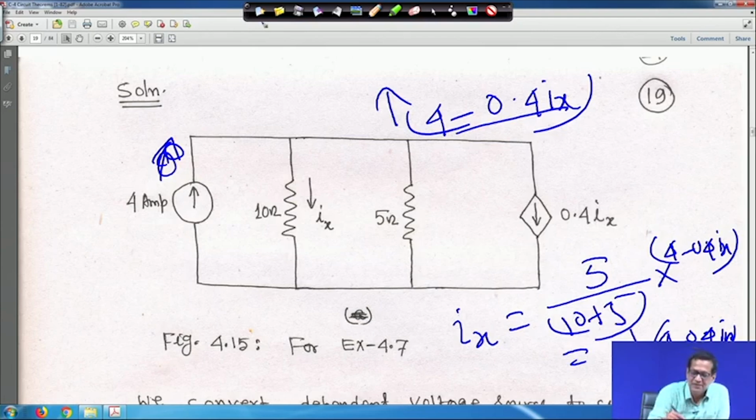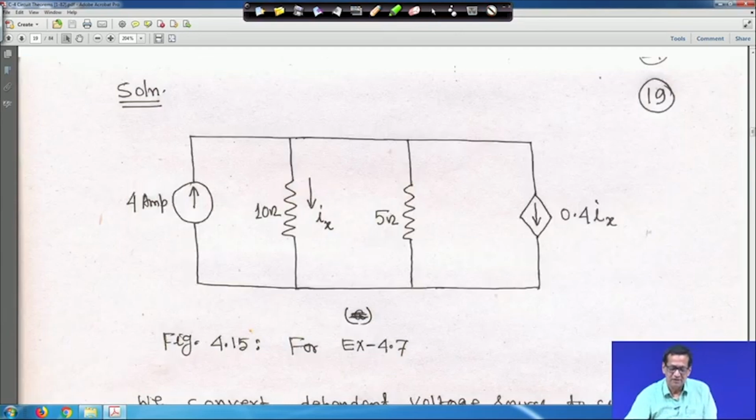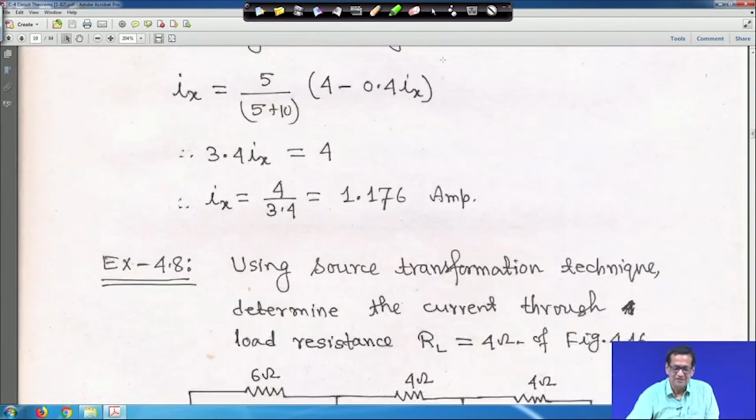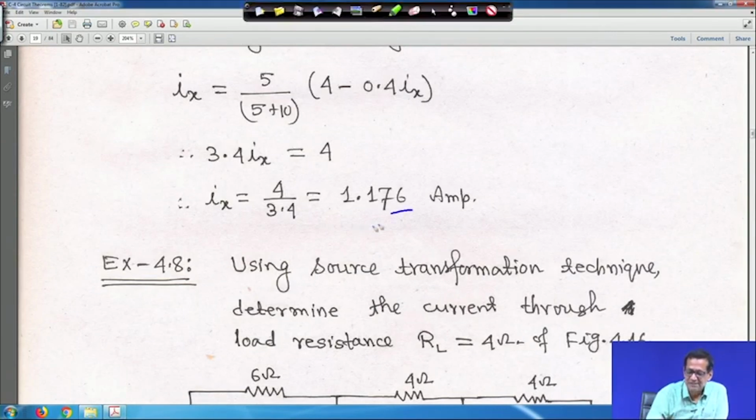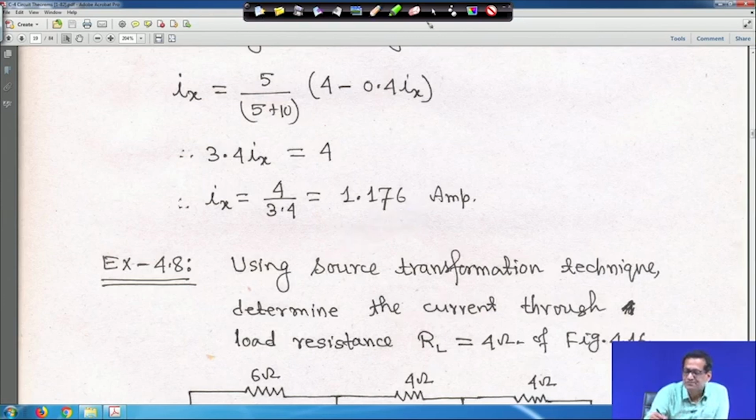So, if we go to this one, it is given that after solving this, you get Ix is equal to 1.176 ampere. Things are easy, just from your intuition you can solve it, that how to do it, right. Next one.